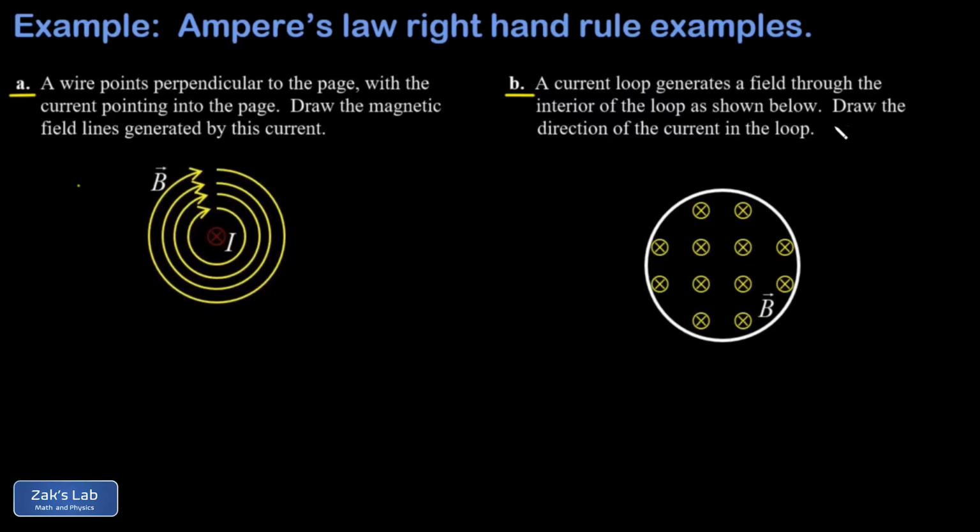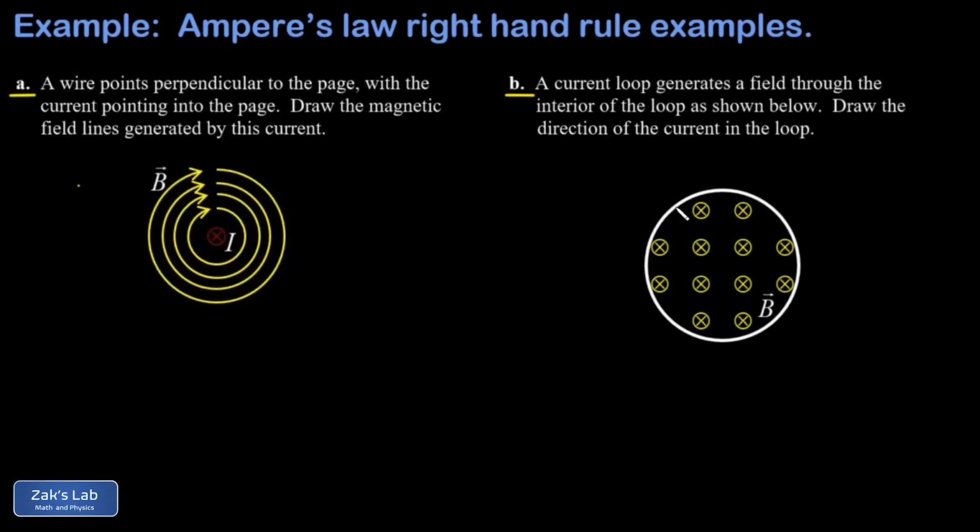In part B, we have a current loop, and inside that current loop, we observe a magnetic field pointing into the page. And so I have to figure out which way the current has to point to make this happen inside of the loop. And there's only 2 ways we could go with this. The current could be clockwise or it could be counterclockwise. And visualizing those 2 options, we can come up with the right direction pretty quickly.